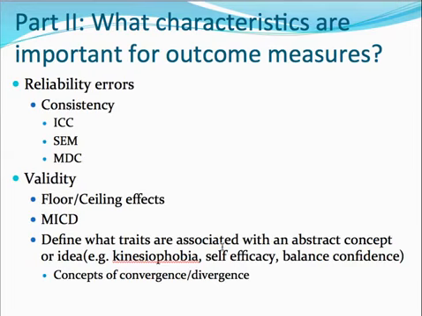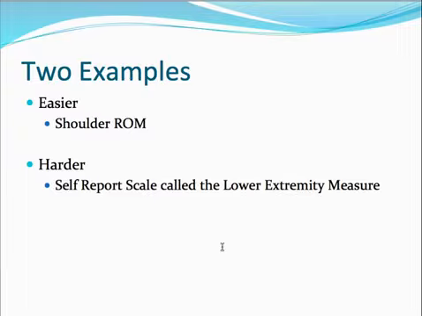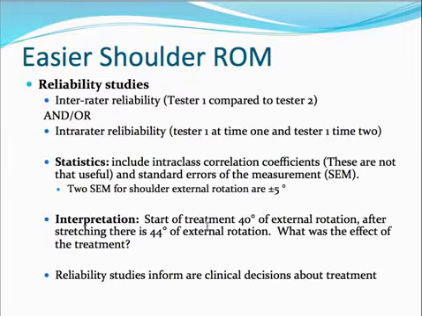Right. And so let's start with reliability, and let's use two examples, one easier, one harder. We'll start with the range of motion and then delve into a self-report scale called the lower extremity measure. So some of the things we'd like to see about a test before we use it is what's the reliability. And so we have two different types of reliability. We have inter-rater, which is between two testers or two therapists or more, and then between the same therapist having performed it repeatedly. So both types are important for different reasons.